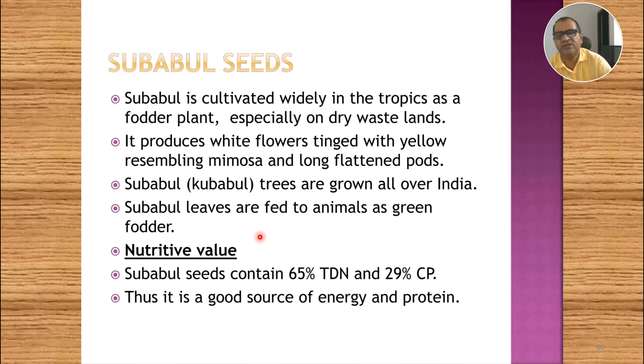And subabul is cultivated very widely in the tropics as a fodder plant, but it has a little bitter taste and contains mimosine in it. And it's also called the Cuba bull. They are grown all over India, and its wide varieties are fed to the cattle as green fodder. And suitable seeds do contain 65% total digestible nutrients, and crude protein is 29%. That is a very good source of energy and protein.